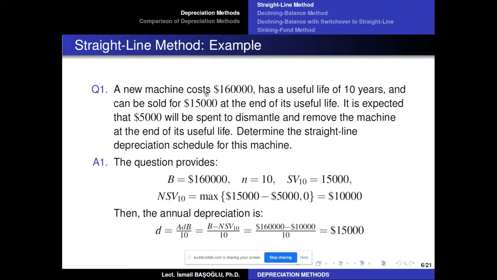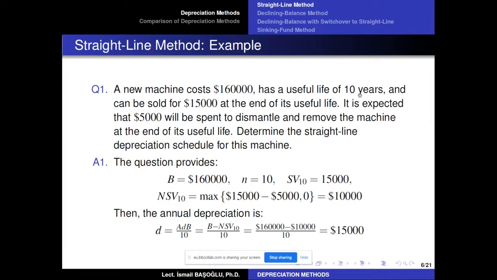In the question, it says a new machine costs $160,000 and it has a useful life of 10 years and can be sold for $15,000 at the end of its useful life. It is expected that $5,000 will be spent to dismantle and remove the machine at the end of its useful life. According to this setup, we can determine immediately that the cost basis of that machine is $160,000. This is the initial amount that you are going to pay for that machine.